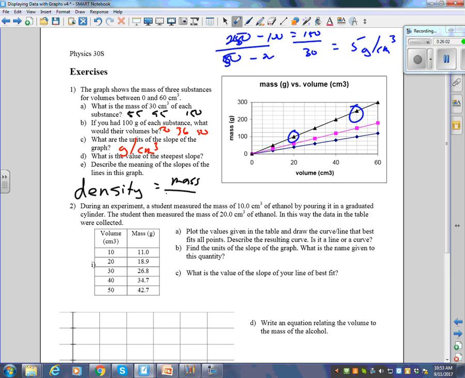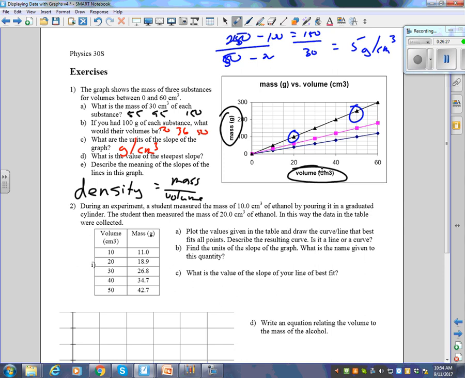It's mass over volume. What's the Y quantity here? Mass. What's the X quantity? Volume. When you take the Y divided by the X, mass divided by volume, you get density. And it's measured in grams per cubic centimeter. So there's all these different clues that help you figure out what it is. It's density.